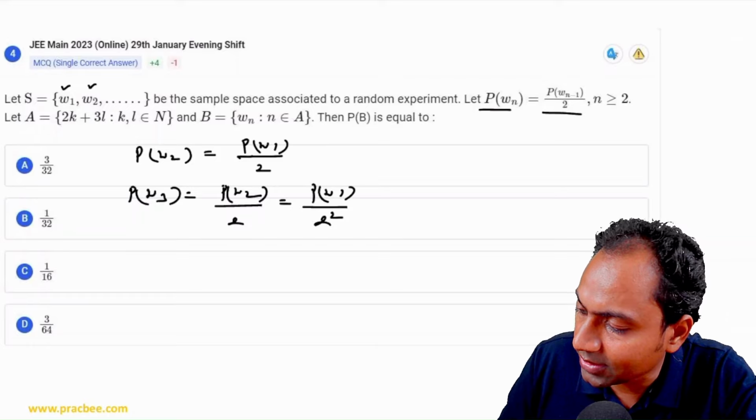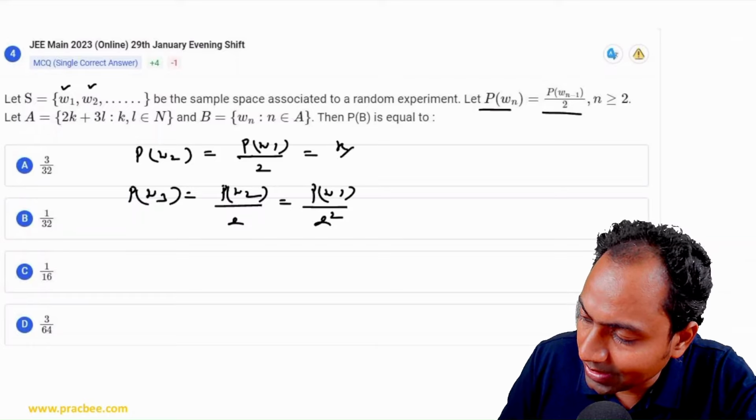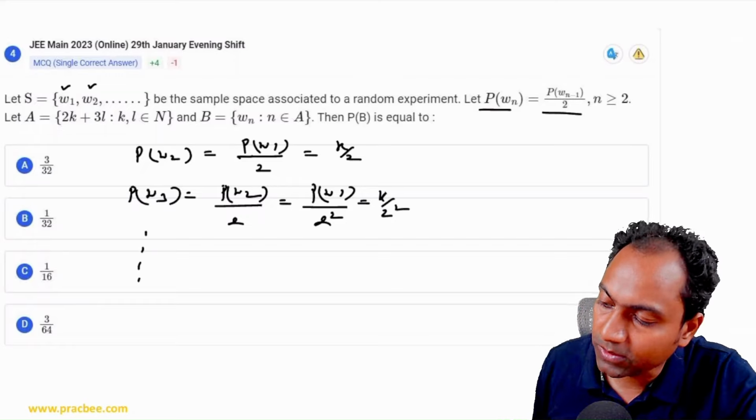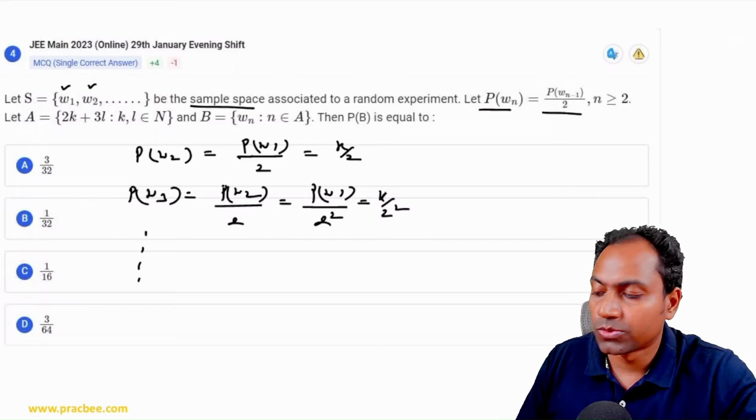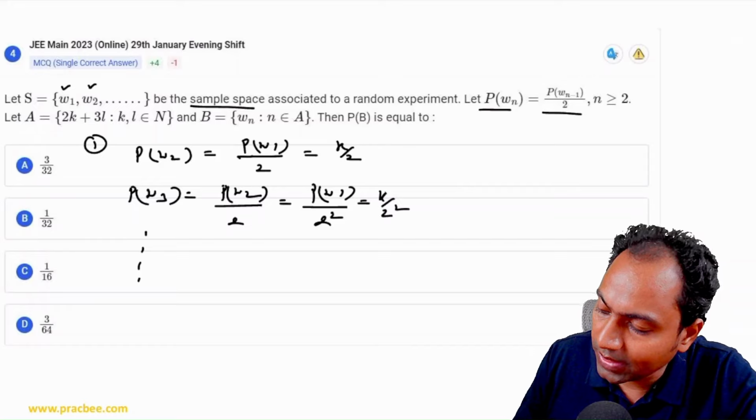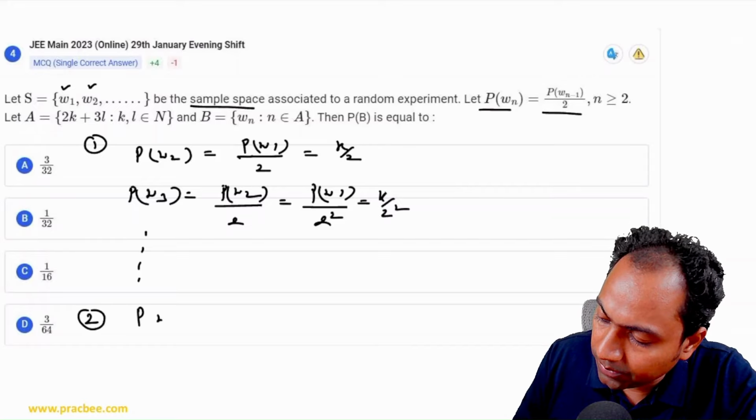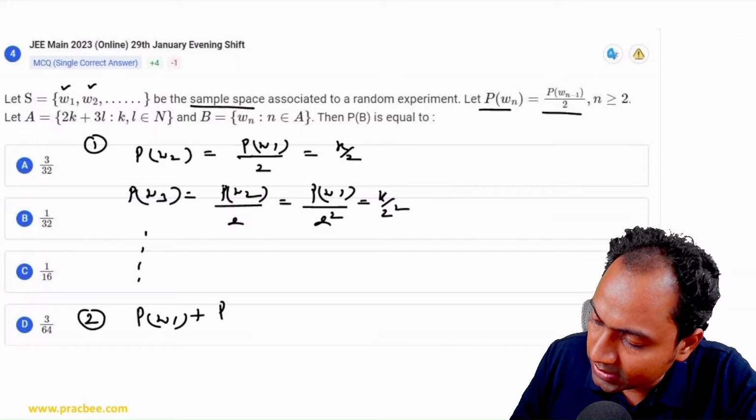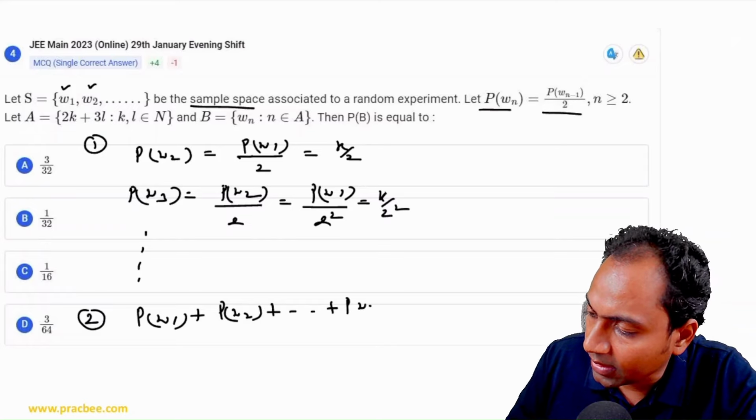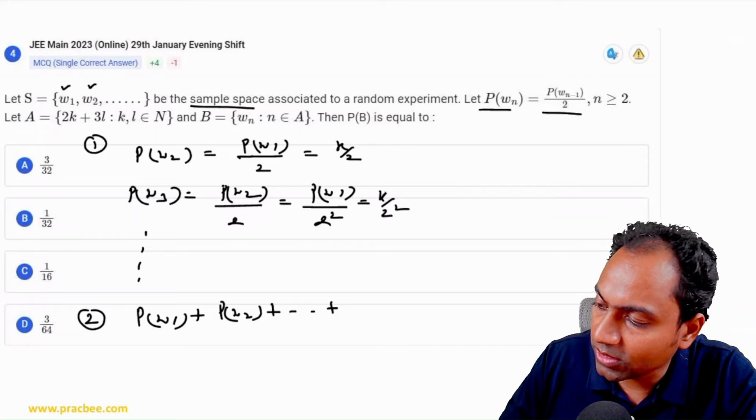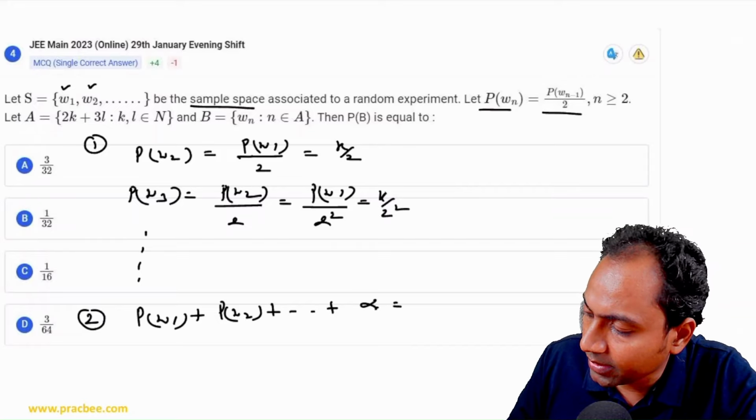So if I take this P of W1 as K, it becomes K by 2 and this becomes K by 2 square, and it will keep on happening. Now there are infinite elements in this sample space. So what I can do is, if I say that the probability of all those elements, if I write till n, and here n is infinity, so till infinity if I write it, it should be equal to 1.